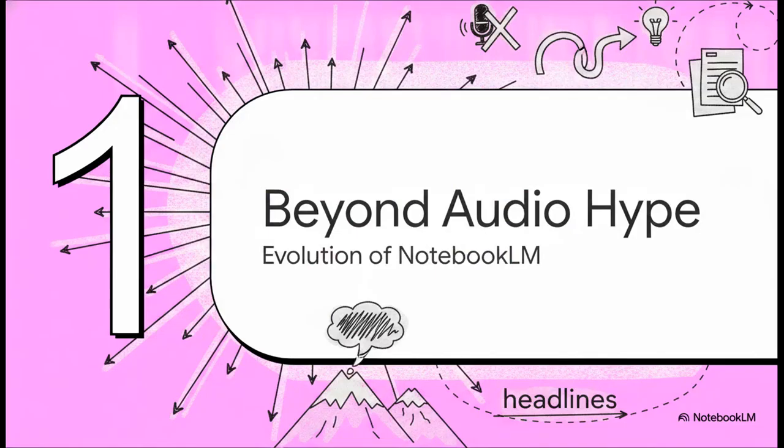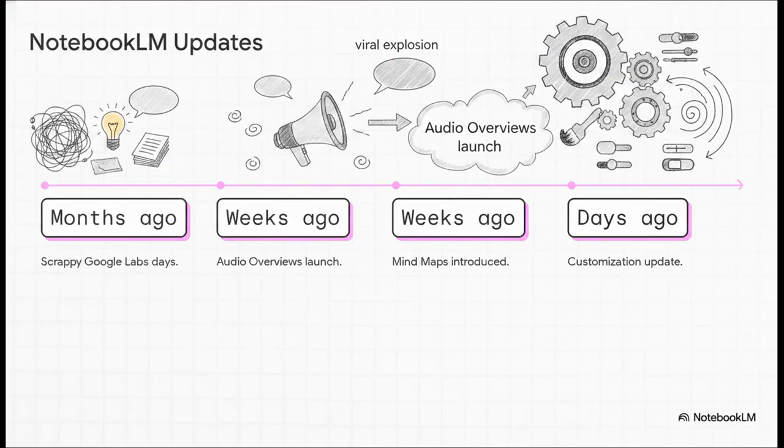Let's start by looking beyond the audio hype and trace the evolution of NotebookLM. So how did we get here? And why did this incredibly useful feature get buried under a mountain of headlines? Well, looking at this timeline, you can see its scrappy, bare-bones start as a Google Labs experiment months ago. It always had that core magic of dropping in your sources and chatting with them. But then, boom, weeks ago, Audio Overviews launched, and it was a viral explosion. Suddenly, everyone was talking about these AI podcast hosts summarizing their documents.